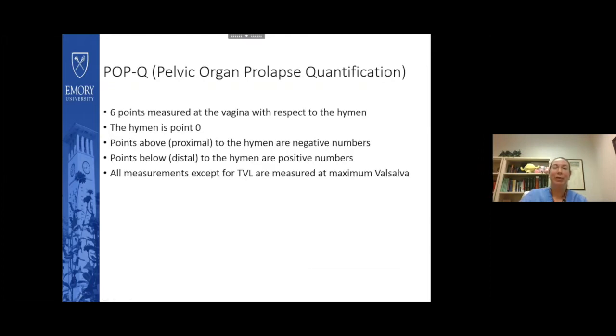Okay, let's go over the POP-Q in detail. The POP-Q is essentially 6 points measured at the vagina with respect to the hymen. The hymen is 0.0. Any point proximal or above the hymen is a negative number. Any point distal to the hymen or below it is a positive number. All measurements, except for total vaginal length, are measured at maximal Valsalva. That includes genital hiatus and perineal body. All of them are Valsalva except for your total vaginal length.